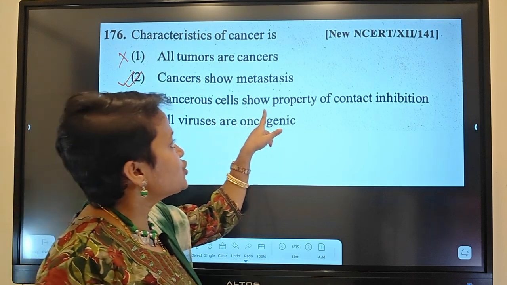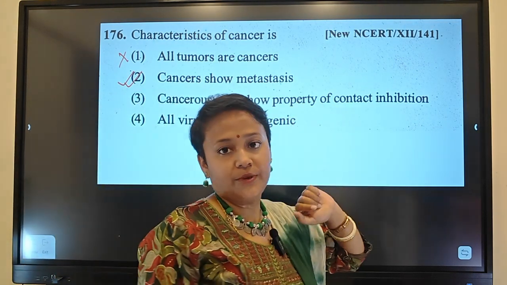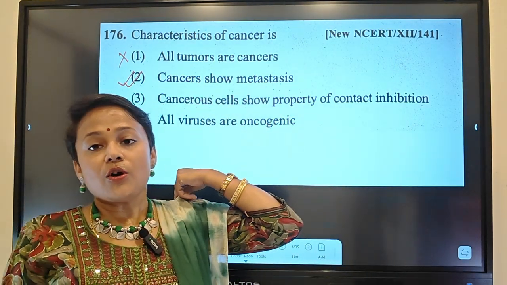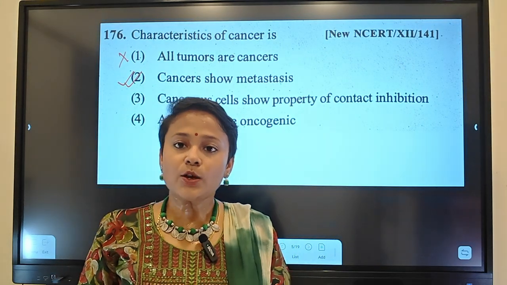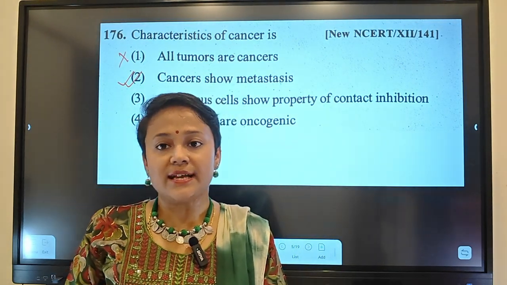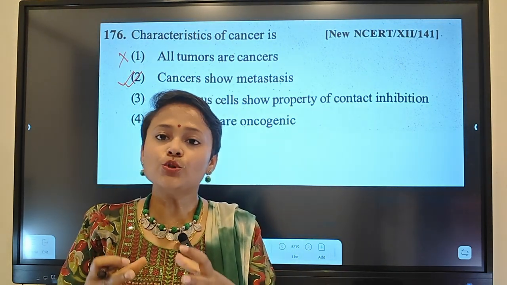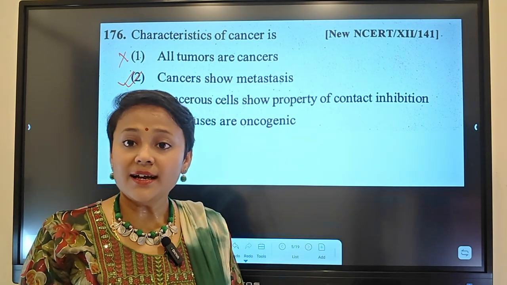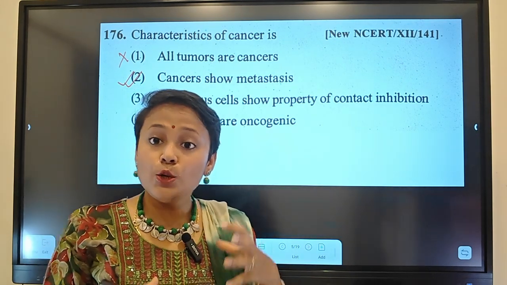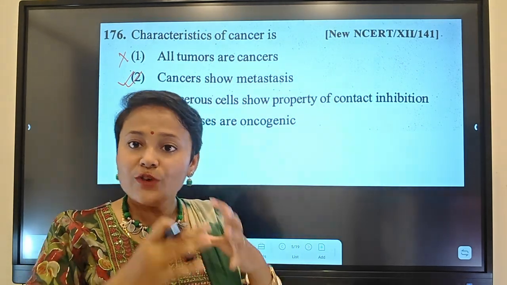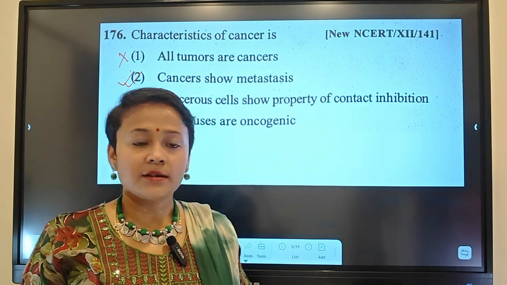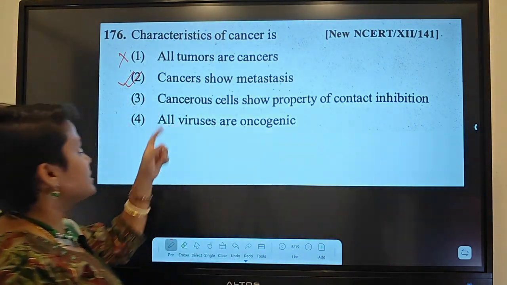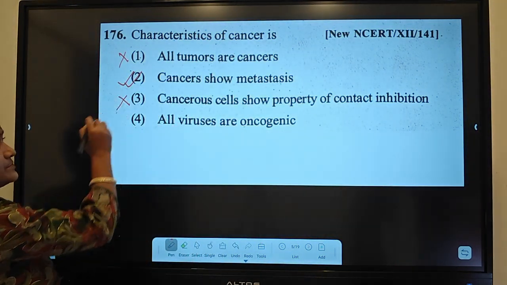Cancerous cells show the property of contact inhibition. Contact inhibition means that by contact between two cells, the cell growth will be inhibited. But here, the cancerous cells lose this property. They will not stop growing. So that's why this statement is incorrect.